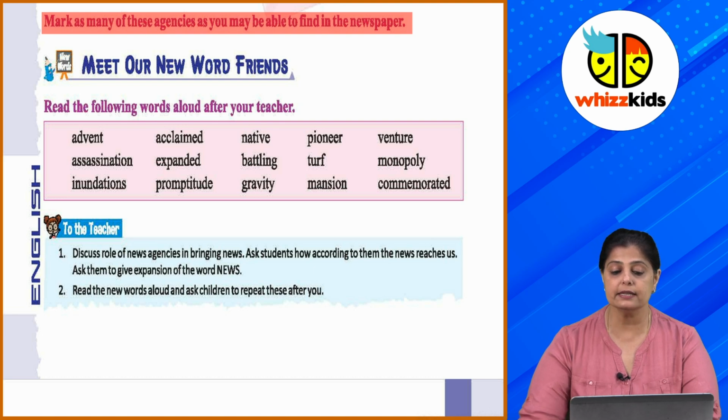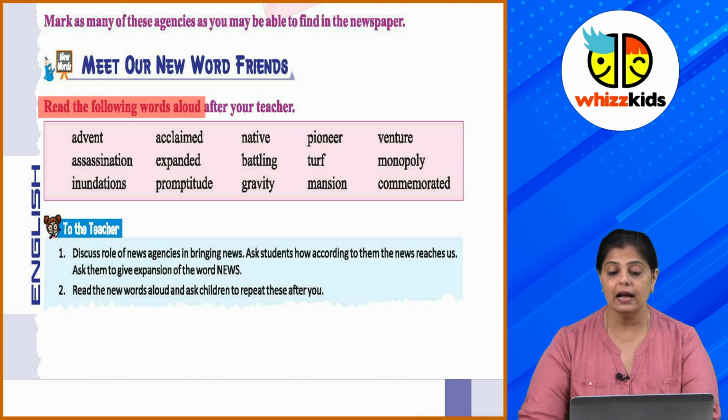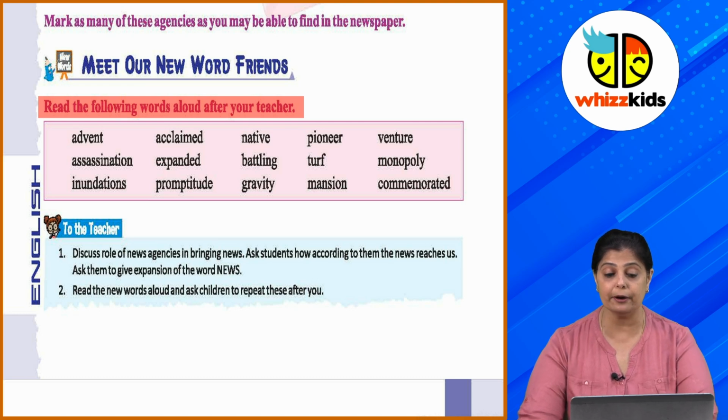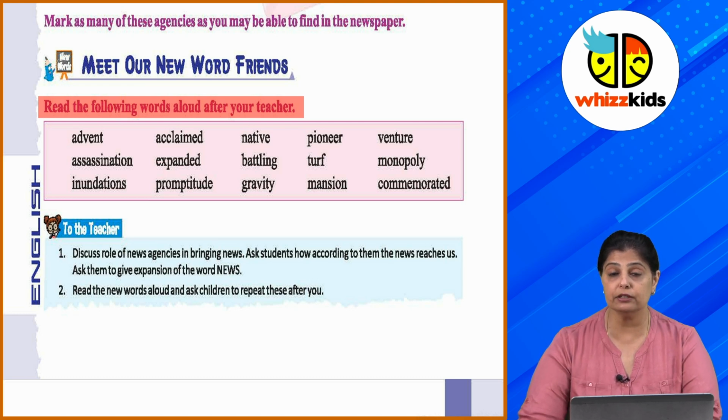Alright, now let's meet our new word friends. Read the following words aloud after your teacher. So if you look at this, the agency list, there's this name Press Trust of India, PTI. So obviously it belongs to India. So you will see that many of them have the names of the country already in the agency name. So it becomes easier for you to mark it. तो आप जितना ज़्यादा mark कर सकते हो उतना mark कर लो. Alright, so let's move on to our new word friends.